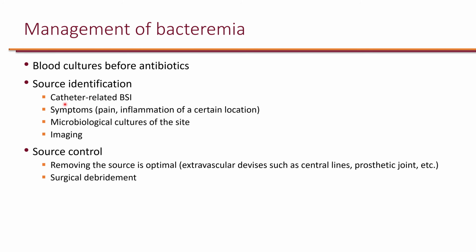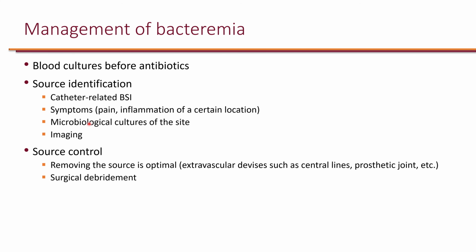Catheter-related bloodstream infections would lead to the catheter having to be removed and replaced with a new one. If there is a catheter in place and you suspect it is the source of the bacteremia, the catheter tip, for example, can be cultured to see if it grows something that matches the blood culture. Symptoms: you can use the symptoms to identify where in the body the bacteria are coming from. For example, if there is low back pain, you might consider that there might be a kidney infection. So you can use the site of pain to identify where the infection is coming from. Or if there is inflammation in a certain location, perhaps a joint, or anything that you can identify from the symptoms.